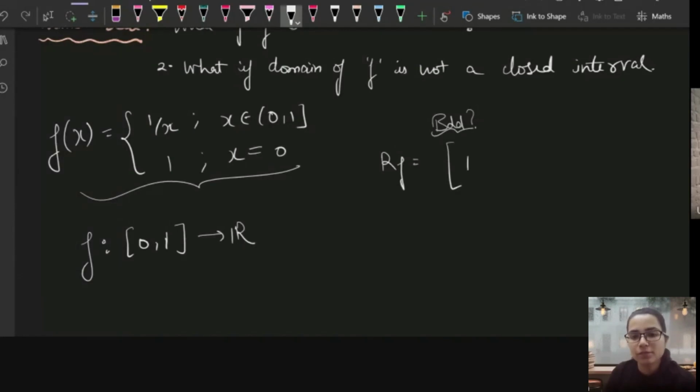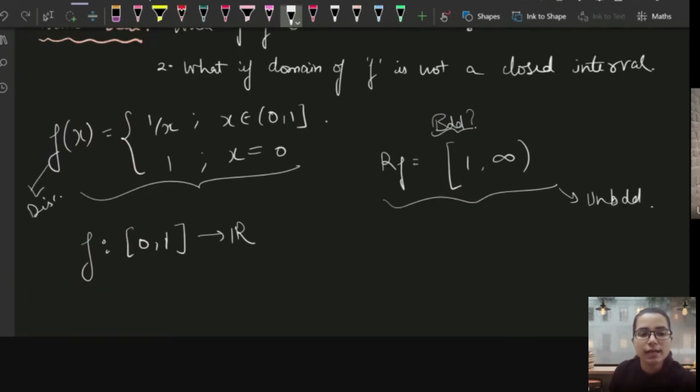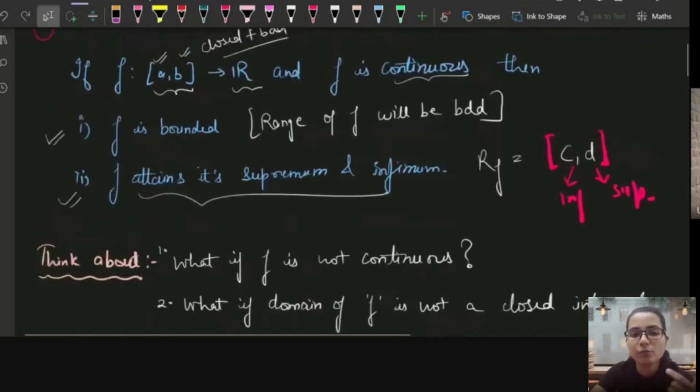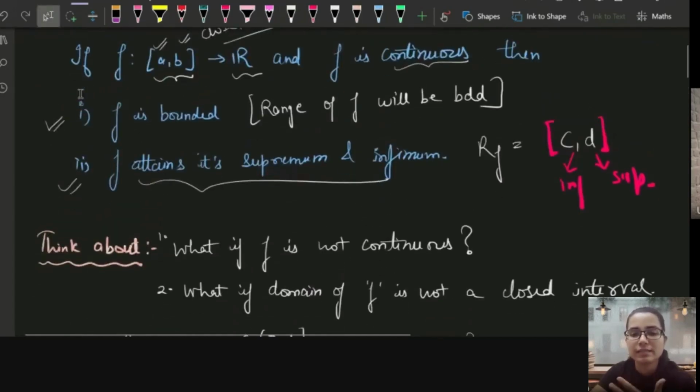So let me just write the range set: closed 1 to open infinity. This will be the range set, and this is an unbounded set. So you see the difference. Why did this happen? Because this function was discontinuous at x equal to 0. Even discontinuity at one single point led to unboundedness of this range set. So you see why these conditions are important. These conditions are very important.